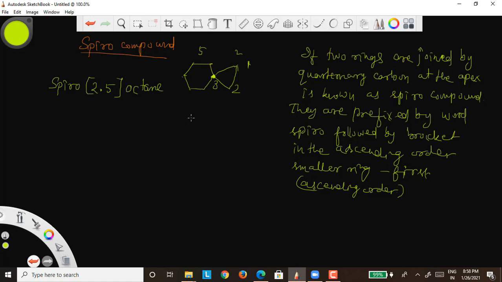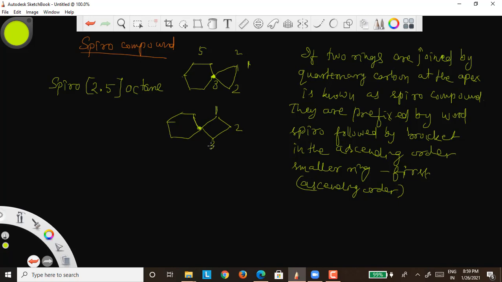Now let us take some more examples of spiro compound, because in optical isomers spiro compounds will be included. In JEE Advanced, questions may come. So here you have a 4 ring, here a 5 ring, a 6 ring. So 4 and 6. So numbering should be given with the 4 ring. Whichever is the quaternary carbon, next to that will be given 1. This is 1. So 1, 2, 3.